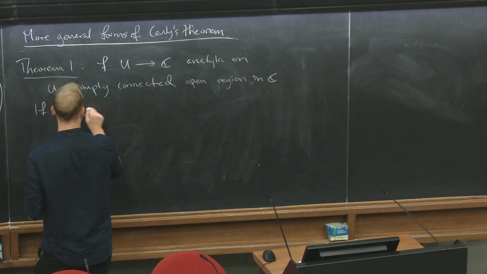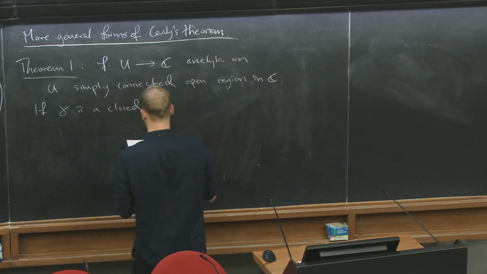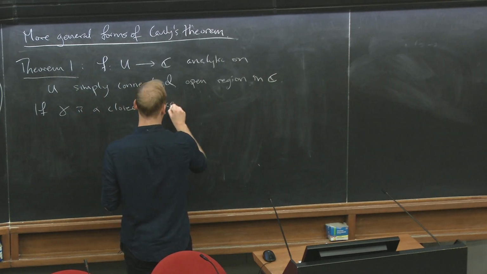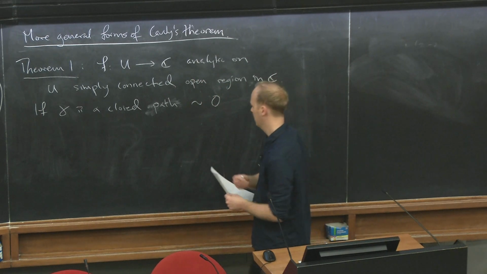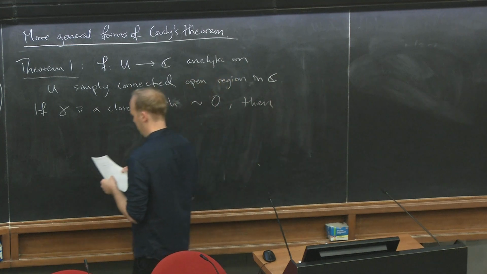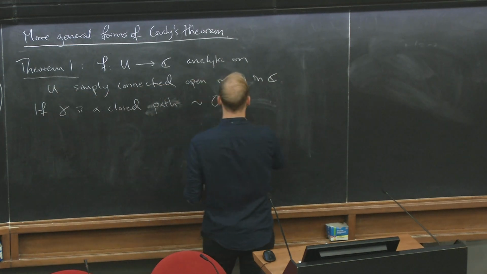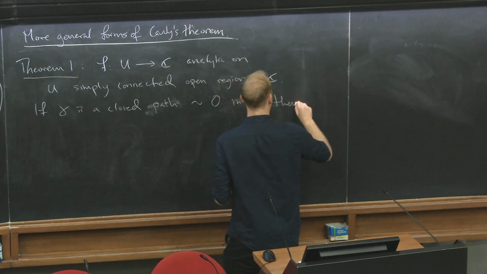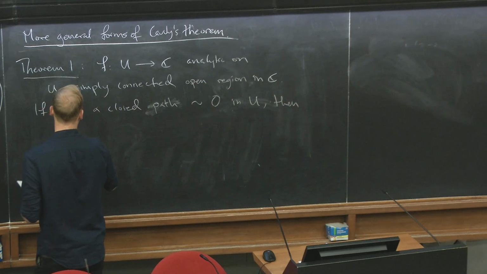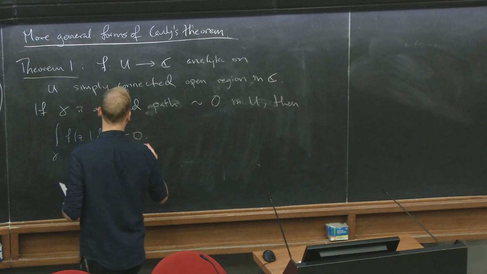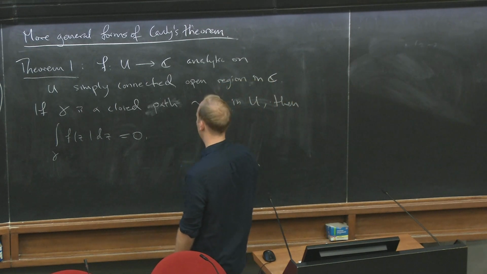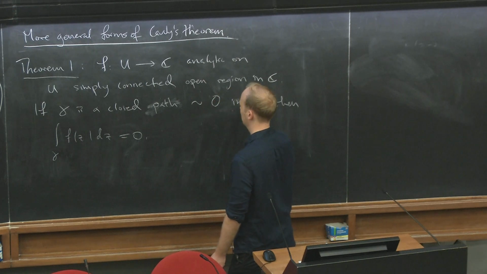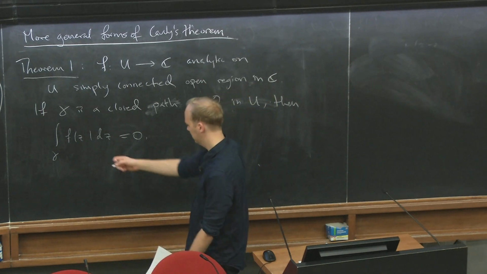And now if gamma is a closed path, which is homologous to 0, so let me just write it like this. Then, homologous to 0 in this set, in U. Then it is still true under these much weaker conditions that the integral is 0. So if you have a closed path homologous to 0 in something, then this is always true.